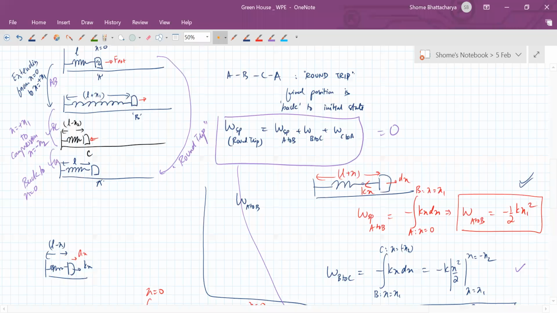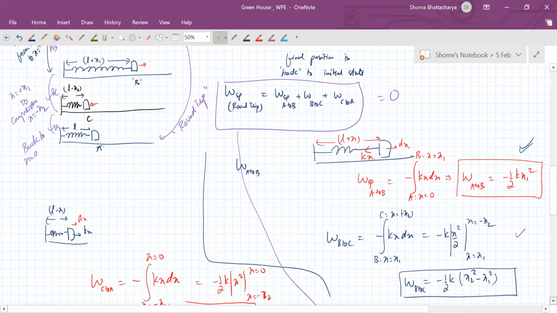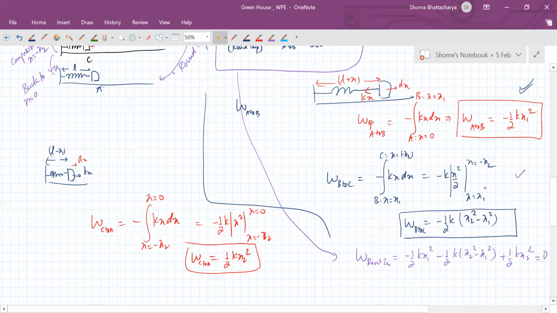Is it clear now, Diti? Okay, so we'll come to the second part, the work done from B to C. That's this part. This was the first part, the work done from A to B. Then this was the second part, the work done from B to C. And finally, this is the third part, the work done from C to A.